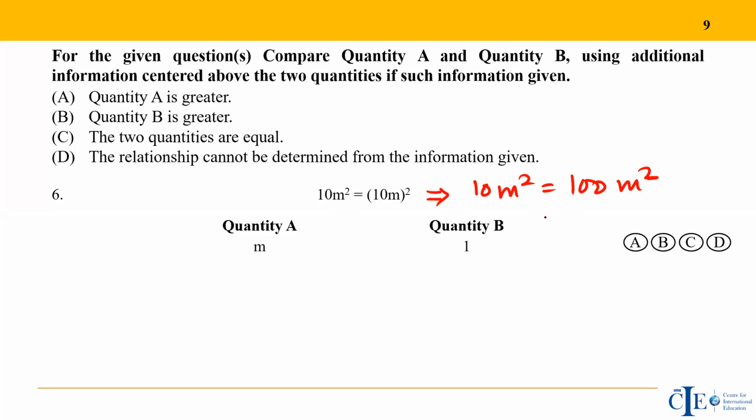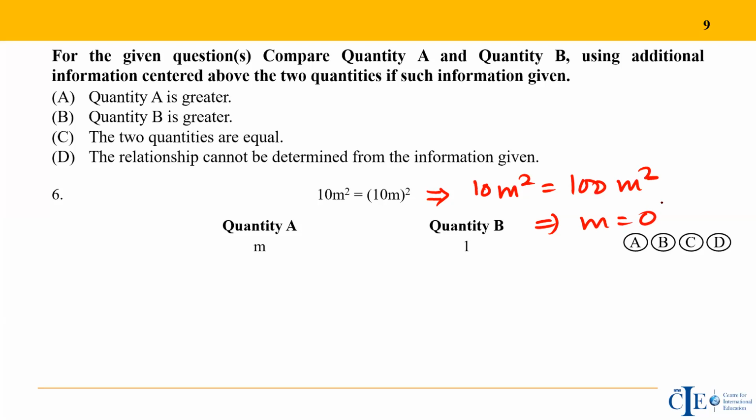So the only value that will satisfy this is m equals 0. Because if m is 0, m square is 0, and that's the only way you will have 10 m square, which is 0, equal to 100 of m square, which is also 0. So the only value that satisfies this is m equals 0.